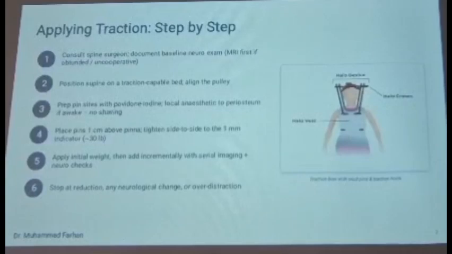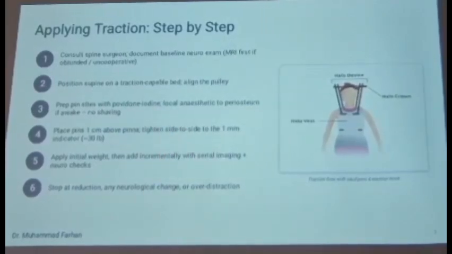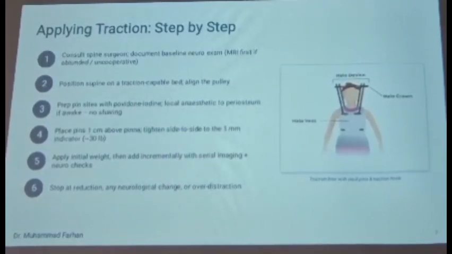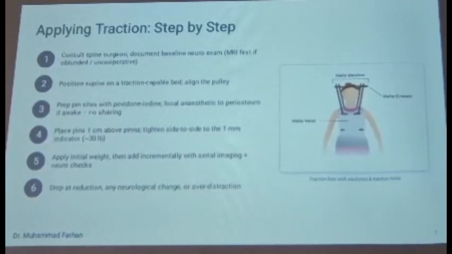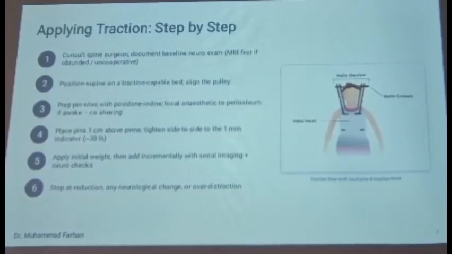Usually the patient is placed in the supine position on traction, align the pulley, and prepare the pin sites with povidone iodine. Local anesthetic is applied down to the periosteum, and place pins 1 centimeter above the pinna or 3 to 4 centimeter above the external auditory meatus, and then tighten side to side to the 1 mm indicator. Apply initial weight, then incrementally we can increase the weight with serial imaging and neuro checks, such as post-procedure x-rays, and serial neurological monitoring is also done after applying the cervical traction. And we can stop applying further weight when there is any neurological deterioration or over-distraction seen on the cervical spine x-ray.